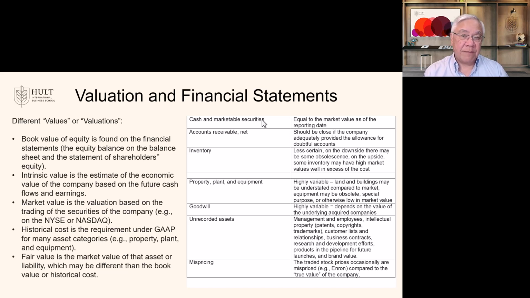Mispricing is where the traded stock price differs from what the intrinsic value should be. And that is essentially an error in pricing where the markets got it wrong, where the market value of the stock is significantly different from the true value of the stock. An example here is Enron, which was wildly overpriced and then collapsed when they fell.